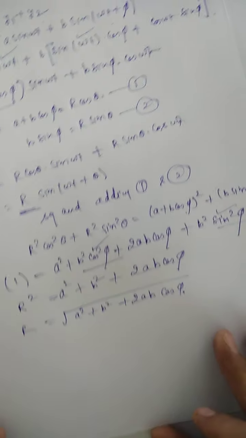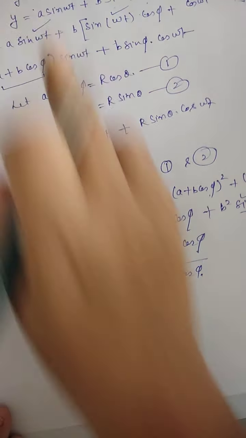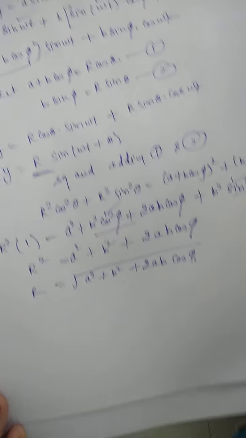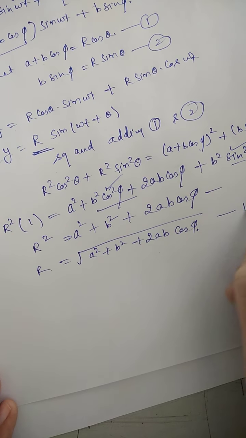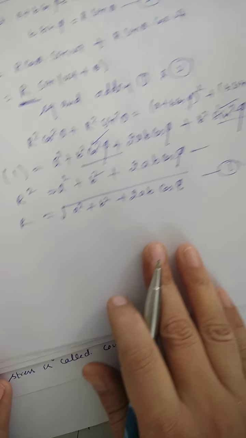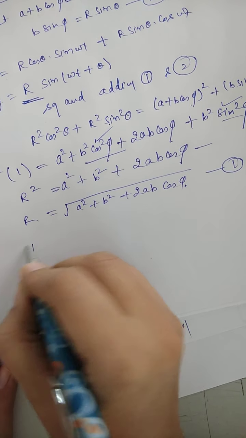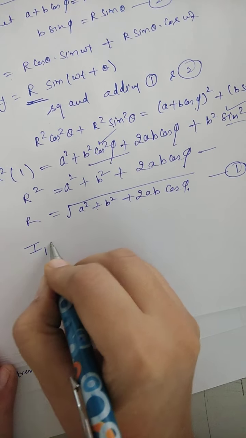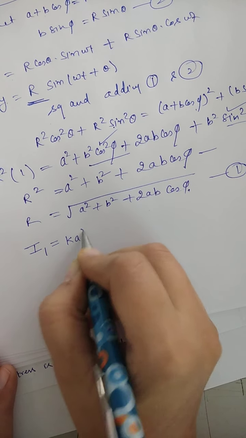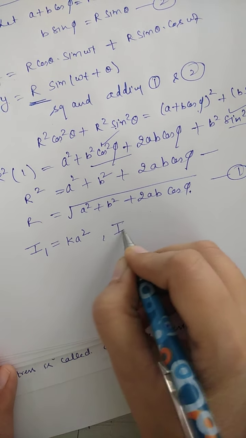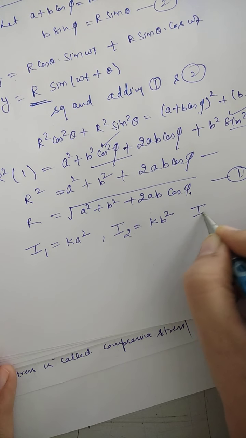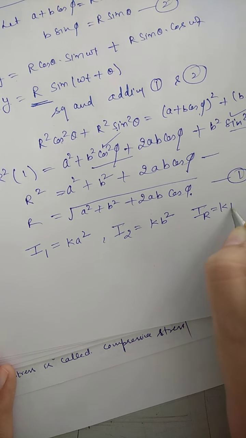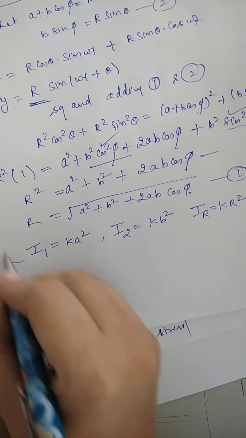What is phi? Phi is the phase difference between the waves which are coming from the first and second source. Now from here you can write this as equation 3. If we write it in terms of intensity, the intensity of light coming from the first source is I1 equal to K into A square. From the second source, I2 is equal to K into B square. And what is the resultant intensity? IR is equal to K into R square. So put this value here.